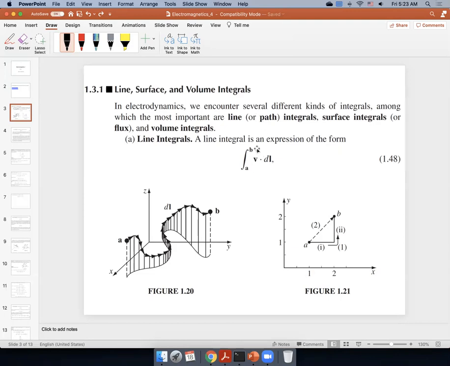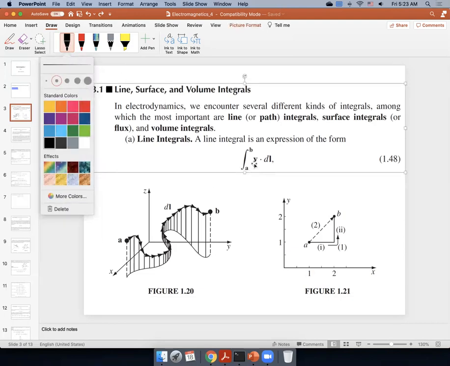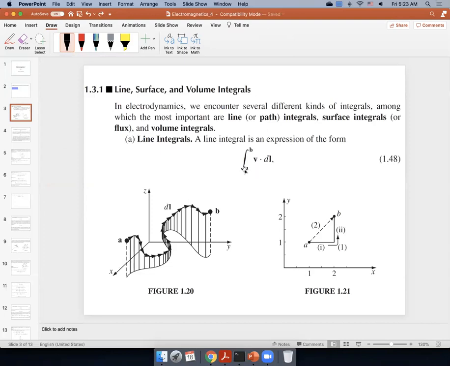So a line integral could be written in this form. So an integral from A to B for a function v. Please see this function is bold. It's a vector function, actually. So at any position x, y, z, it has three components, vx, vy, and vz. So it's a vector. It's not a scalar function.